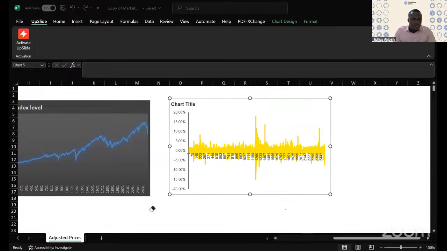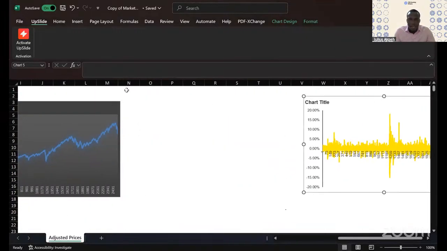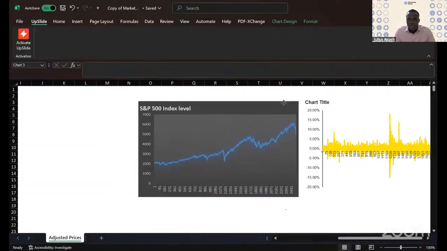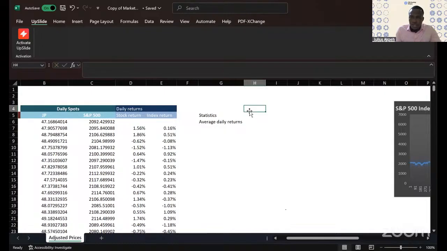Now, that being said, let's do some statistics. So I want to move these graphs a bit to the right, so we perform our statistics. So I'm going to call these statistics, and we are going to calculate some statistics right now. And the first one we calculate is the average daily returns. We calculate it on both the stock, JP, and then S&P 500.